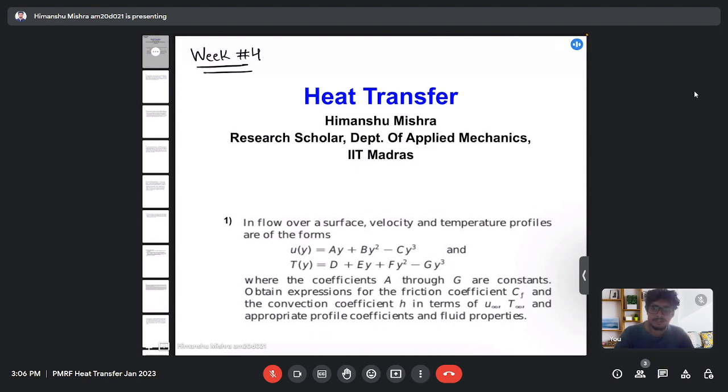So let's start. Hello, I'm Himanshu Mishra. This week we will be doing some very basic problems related to heat convection, such as averaging the heat transfer coefficients and solving some problems related to the boundary layer and finding the heat transfer coefficient in those cases.